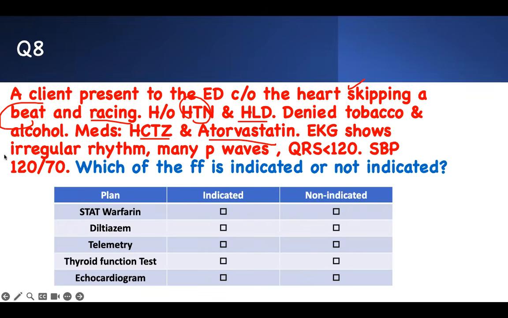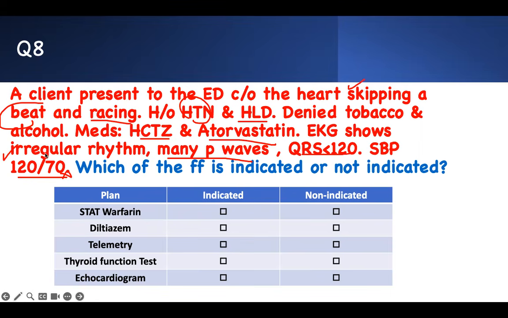EKG shows what? Irregular rhythm, right? Many P waves. QRS is less than 120. Systolic blood pressure is normal. You have to be able to identify the EKG just by reading it without looking at the EKG. I have a YouTube shop, very easy, that can give you all the 9 key EKGs. So check it out. EKG shows what?